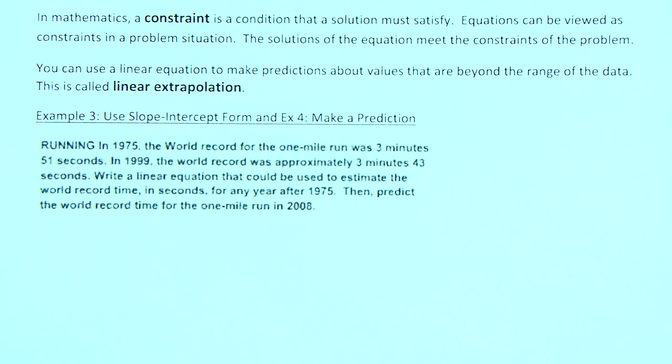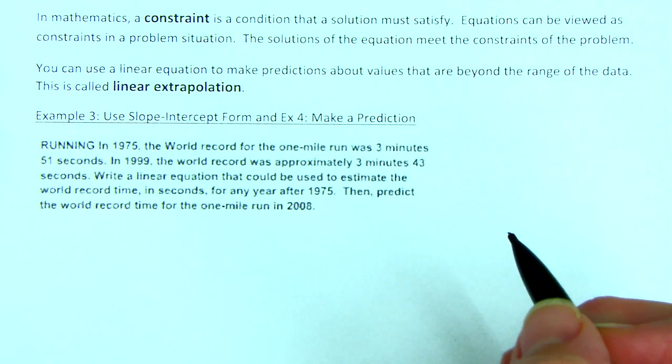So first, in 1975, the world record for the 1 mile run was 3 minutes and 51 seconds. In 1999, the world record was approximately 3 minutes and 43 seconds. So it got quicker, less time. Write a linear equation that could be used to estimate the world record time in seconds for any year after 1975. Now, this is actually a pretty tough problem because we've got units and all sorts of stuff. So instead of 3 minutes and 51 seconds, 3 minutes 43 seconds, I'm going to change that all to 1 unit. So I'm going to change it all to seconds.